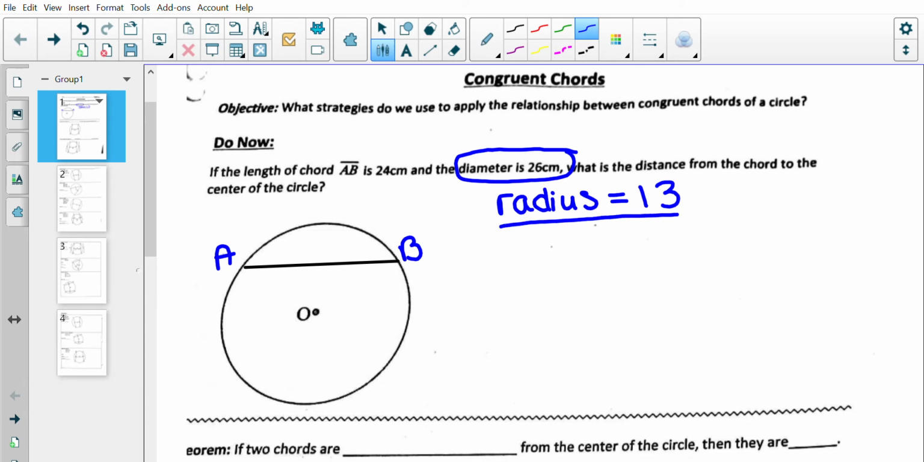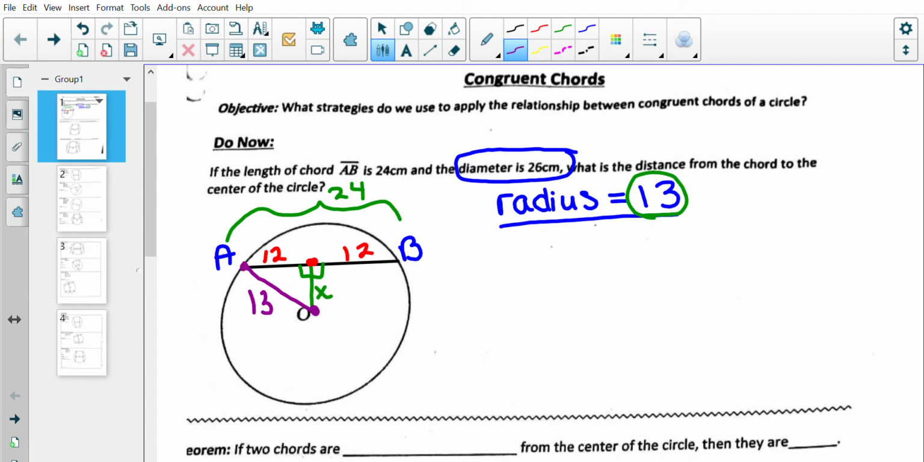It says, what is the distance from the chord to the center of the circle? Now remember, the distance from the center to a chord is the length of its perpendicular. So we're trying to find that segment right there. Now we know the radius is 13, and we know A to B is 24 centimeters. We also know that a perpendicular from the center will bisect that 24 and make it 12 and 12. The last thing I'm going to do is draw in this radius. I'll draw it in from O to A. You could have drawn it in from O to B. We know that radius is 13. Remember, radius is from the center to the rim, so that is absolutely a radius.